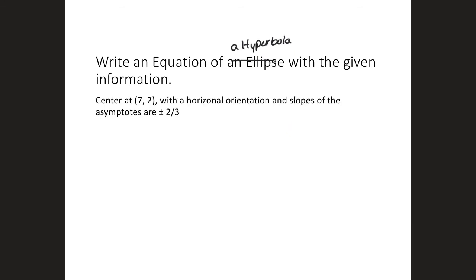Okay, try this last example on your own. Write an equation of a hyperbola with the given information. The center is at 7, 2. It has a horizontal orientation, and the slopes of the asymptotes are plus and minus 2/3.